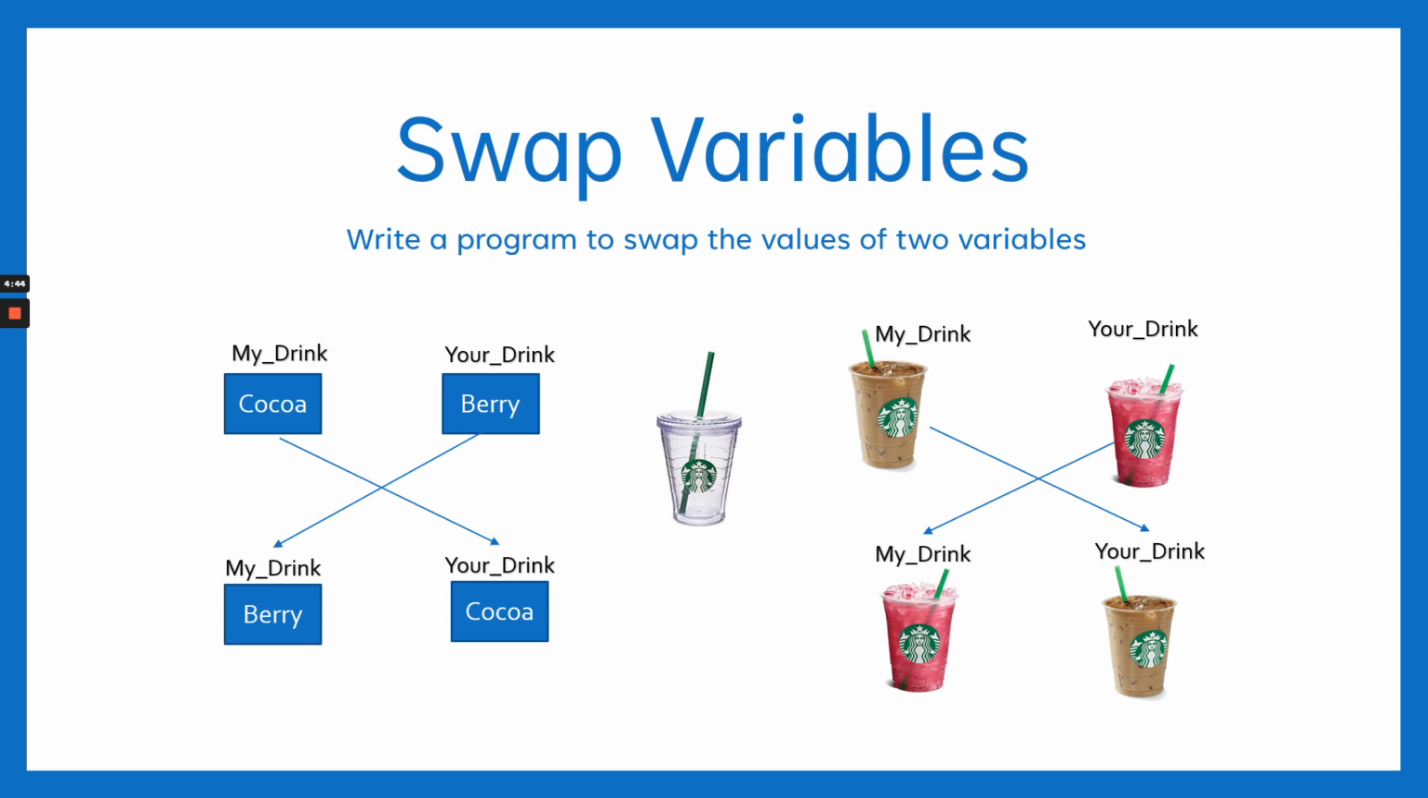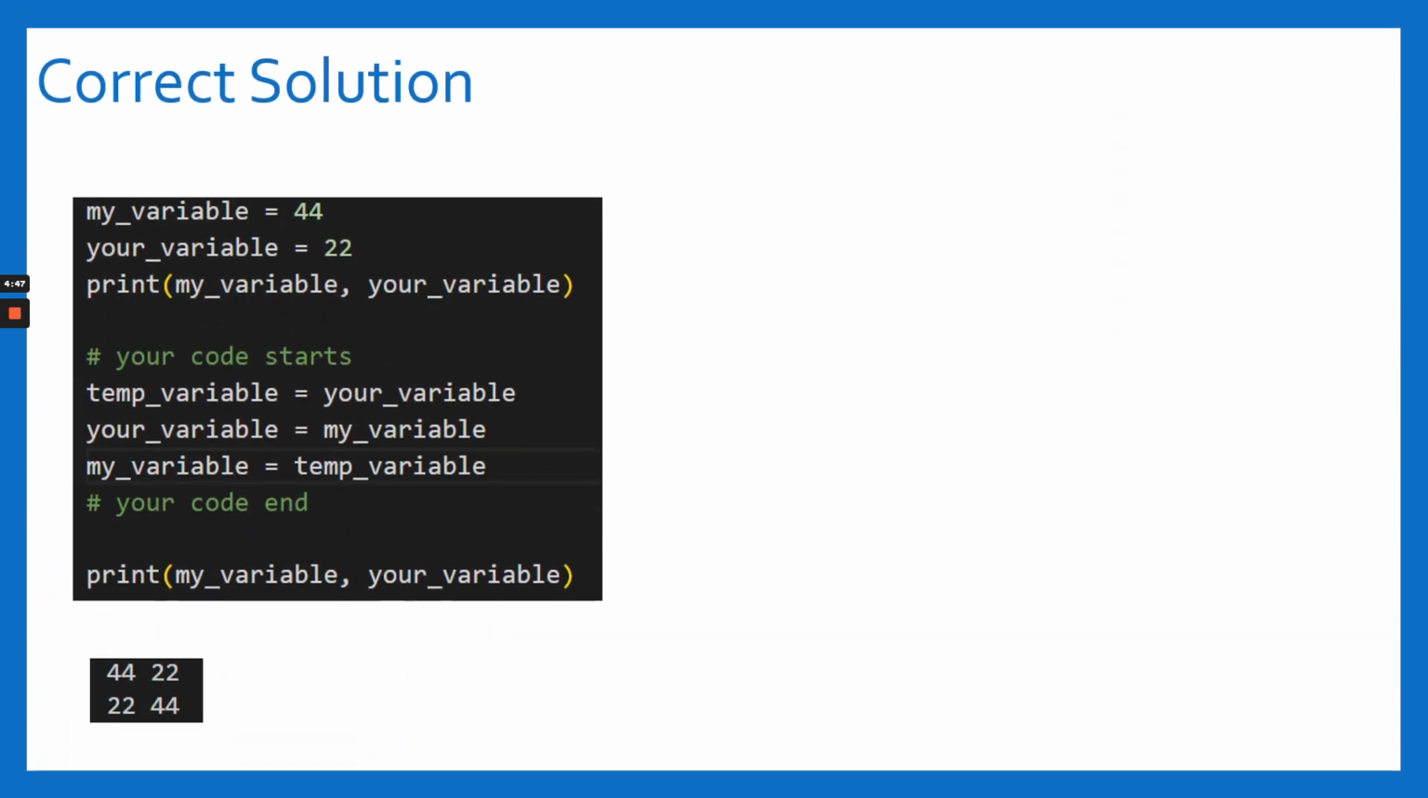A cup is a variable, so this is what the correct code would look like. You would say my variable, your variable, the exact same 3 lines as the wrong solution, but we've created this new variable here, the temp variable. This is serving as the empty cup. Because this was empty, we will assign the value of your variable to it. Then we will take your variable and give it the value of my variable. And then to my variable, we will assign the temp variable. So basically, temp variable was our empty cup.